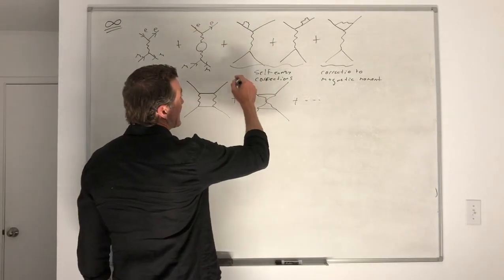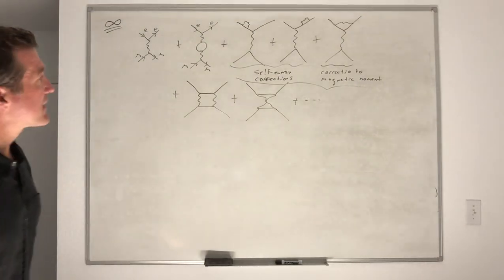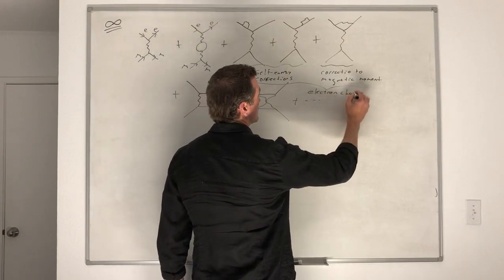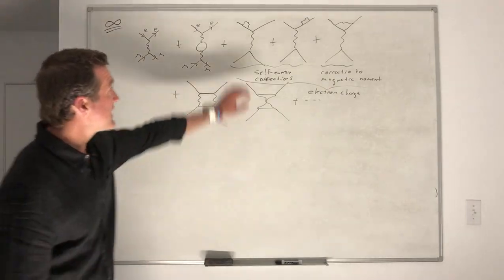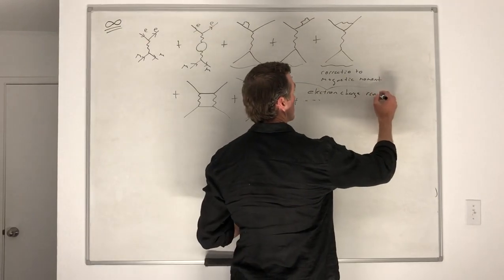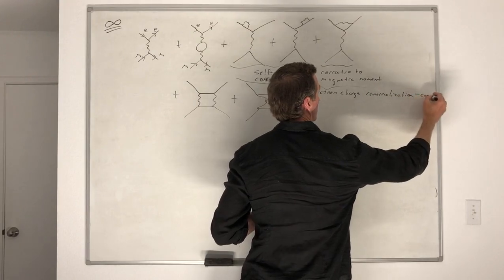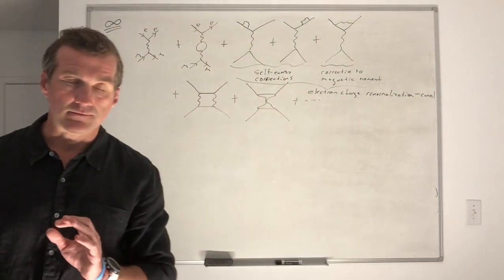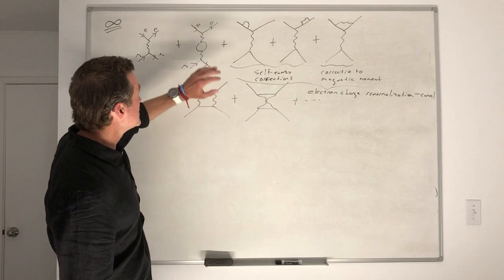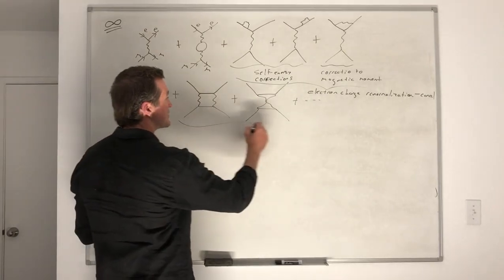Now, all three of these together give rise to electric charge renormalization. Okay, so each of these contributes to electron charge renormalization. However, all three contributions cancel. So if your focus is on the renormalization of the electric charge, this gives you an infinity. These three cancel. These two are finite.